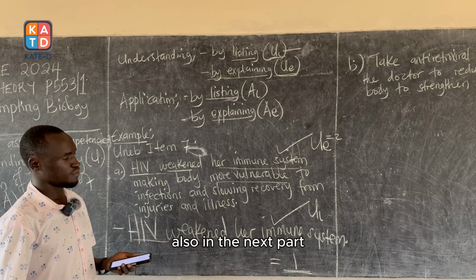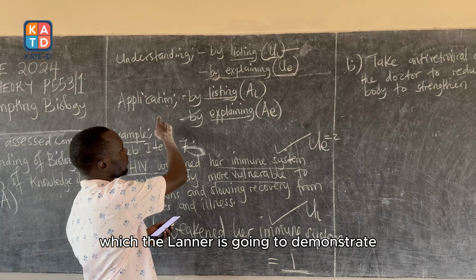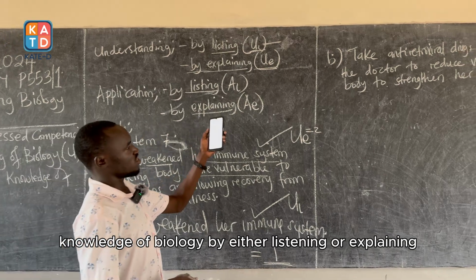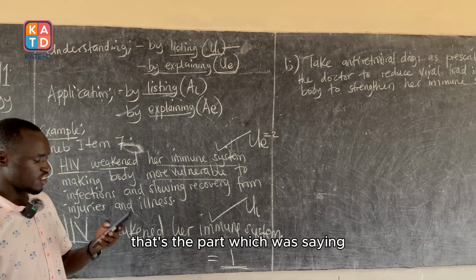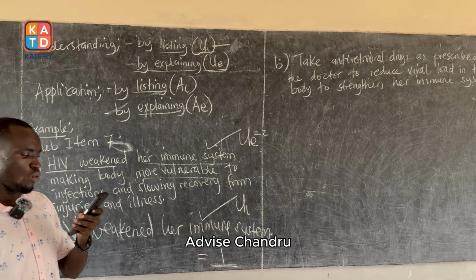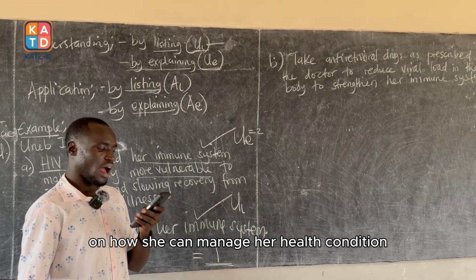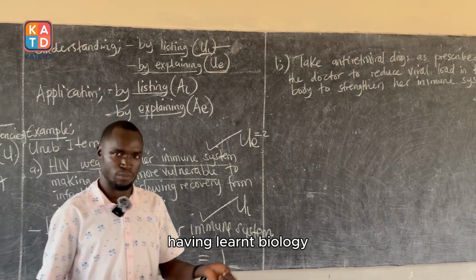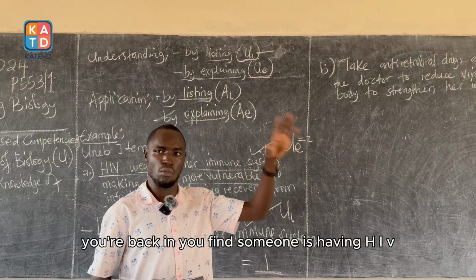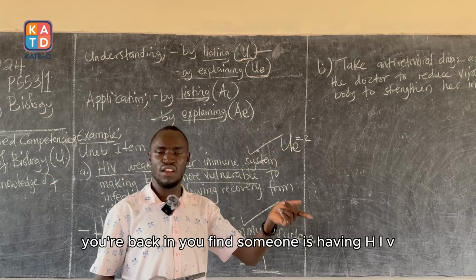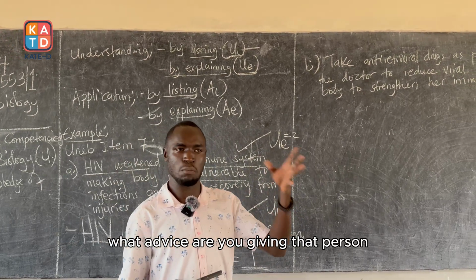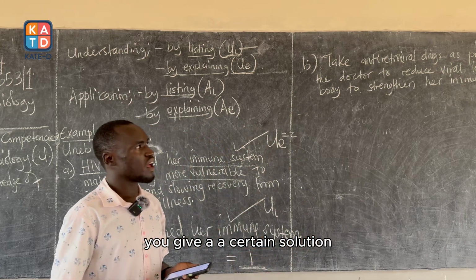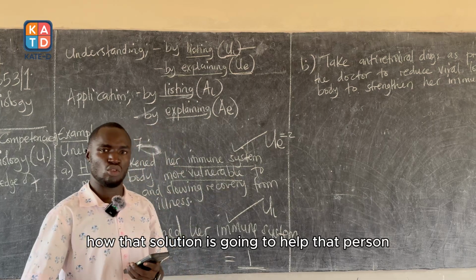Also, on the next part, the learner is going to demonstrate application of biology, knowledge of biology by either listing or explaining. That's the part which was saying, advise Chandru on how she can manage her health condition. In this case, you're providing advice. Having learned biology, how are you applying biology in the society you're back in? You find someone is having HIV. What advice are you giving that person? And why are you giving that advice? You give a certain solution and also show that person how that solution is going to help that person.